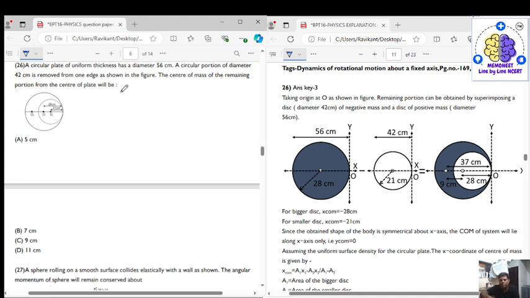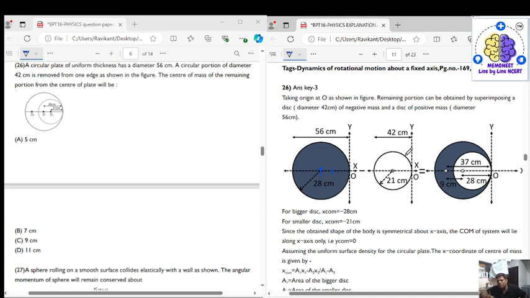So this could be easily understood from this diagram. See, this is the whole disc. Out of this disc, this portion is being cut out. So what we are left with is this, right? If we see, the center of mass for the original disc is at 28 centimeter here, and the center of mass for the disc which we are cutting out is at 21 centimeter. It is here, right? So now we have to calculate the center of mass.